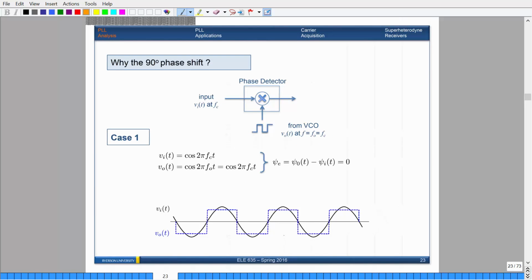So this is the input coming in. For now, case one is that there's no phase shift. If there's no phase shift, you'll get a sinusoid that is matched in phase with the actual square wave. Remember, the voltage-controlled oscillator gives you a square wave.